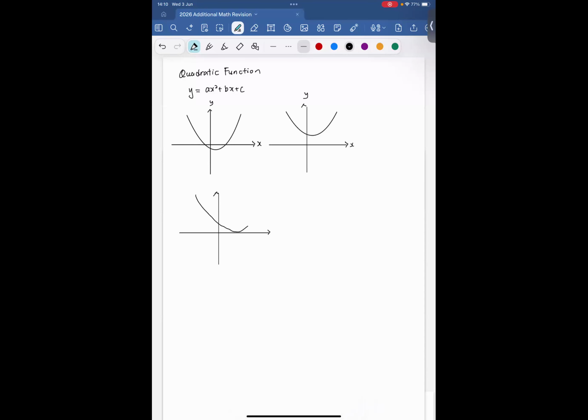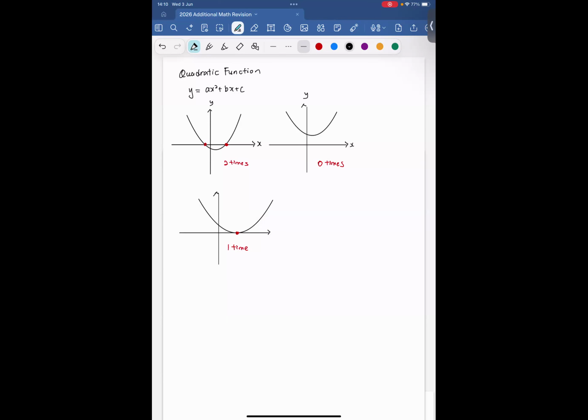Of course, it can be a sad face, it can touch other places, but right now we are doing A Math quadratic function. So our main focus is how many times your quadratic graph actually touches the x-axis. So this one touches 2 times. This one touches 0 times. This one touches 1 time. So this is what the A Math quadratic function is about: how many times your quadratic graph will touch the x-axis.